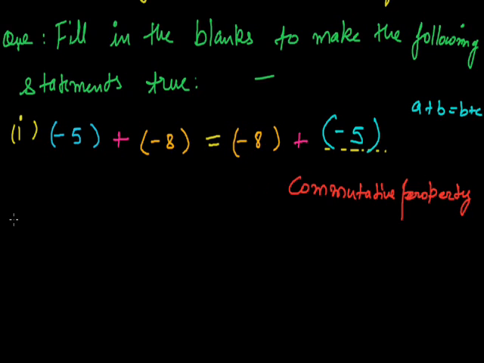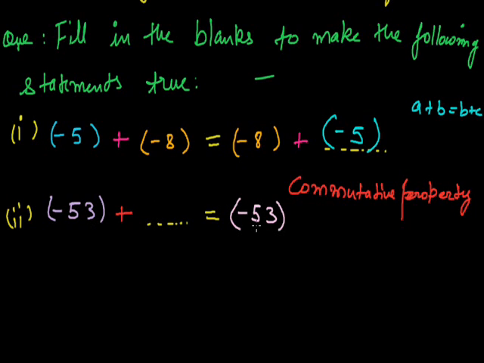Now the second part is minus 53 plus dash will give you again minus 53. Now you are adding something to minus 53 and again you are obtaining the same number, which means you are adding no value to it, nor subtracting any value from it. So an integer which has no numerical value is the only one which is 0. So the number which comes here is 0. This is the additive identity of addition.